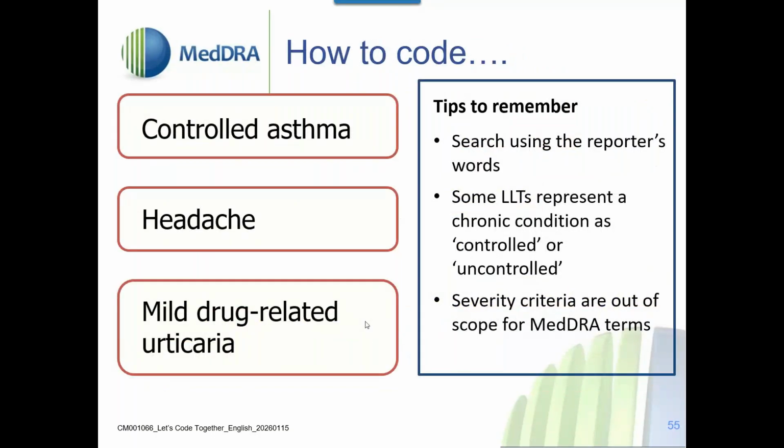So this is what we would code: controlled asthma, headache, and the mild drug-related urticaria. I'm not going to code every one because it will take too long. They're straightforward terms. We would search using the reporter's words. Because it says controlled, I would look for controlled, because there are some LLTs in MedDRA that do use the words controlled or uncontrolled. So I would search for that. And the severity criteria are out of scope. So the mild is not something that I would expect to see in relation to the LLT when we find it, because that's a severity qualifier, which are not included.